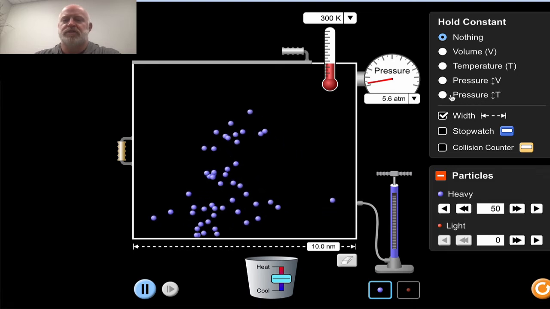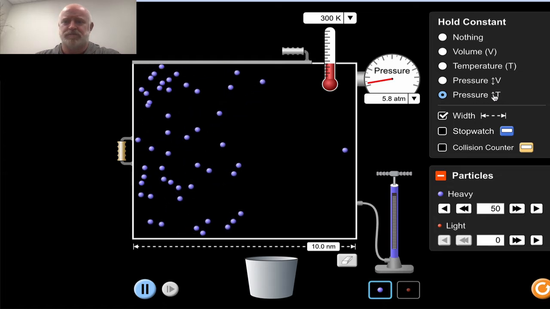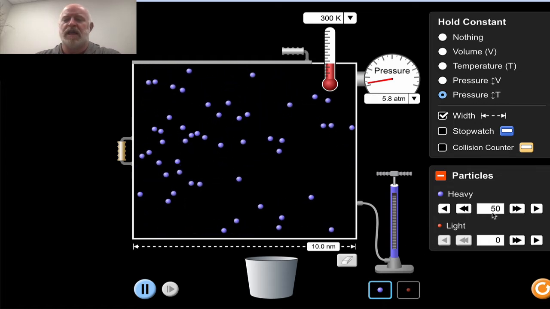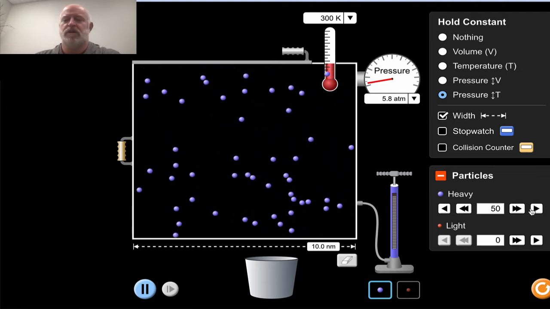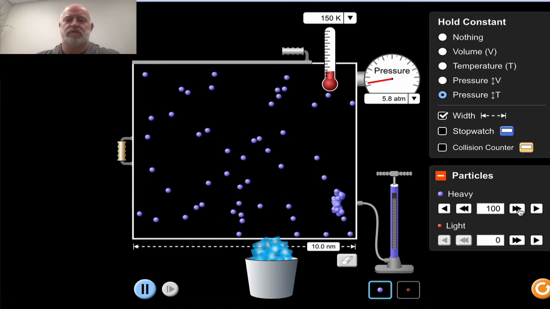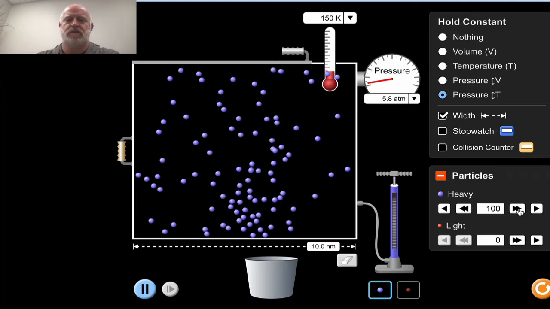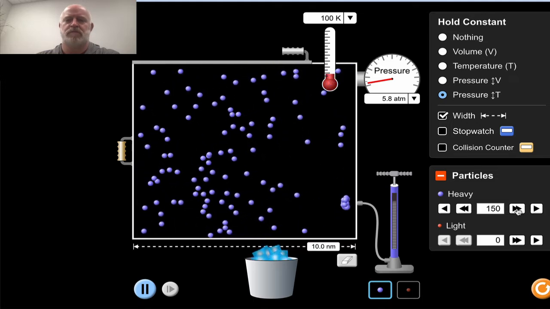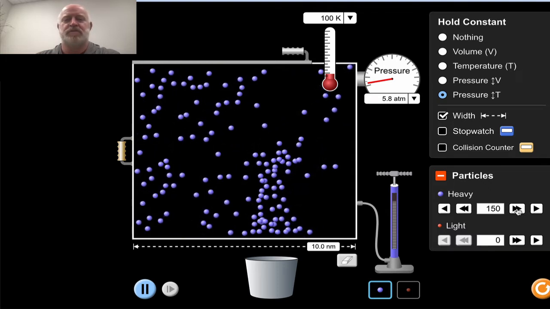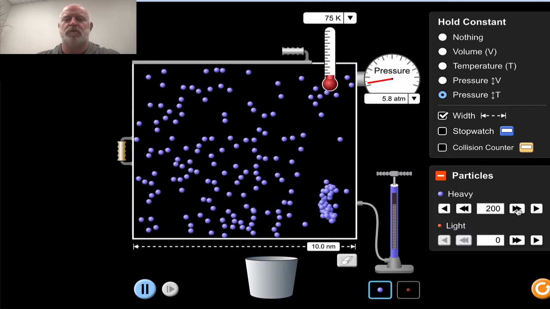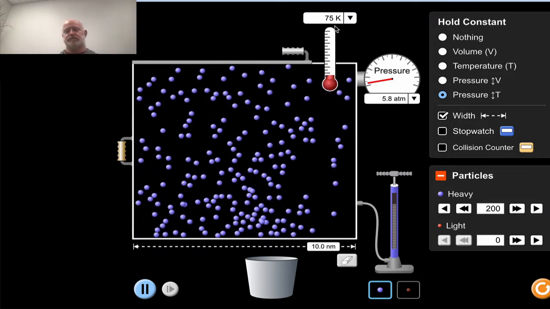And I'm going to make sure that the pressure is held constant with temperature. Now I'm going to add more particles. So let's see what happens to my temperature as I add more particles in, okay? So if I go from 50, let's go to 100. What happened to my temperature? Okay. Let's add a little bit more. Okay. Notice, this might be surprising to you, but as we put more particles in, the temperature keeps dropping, okay?